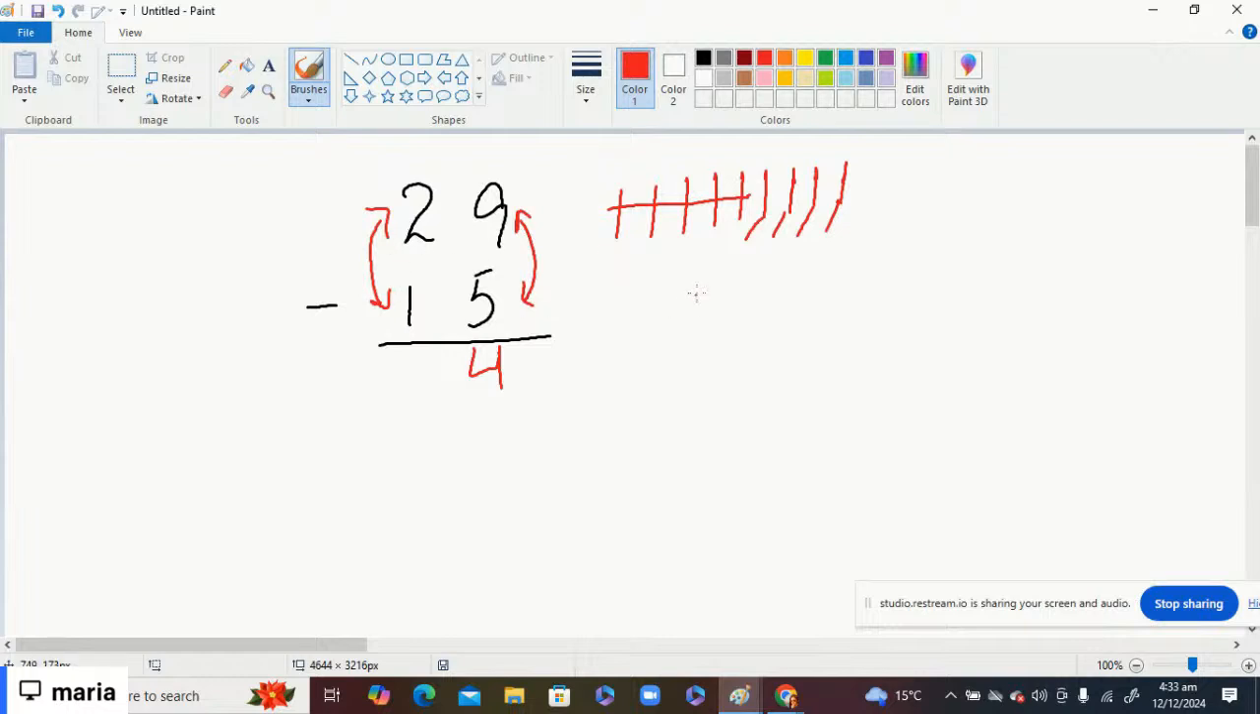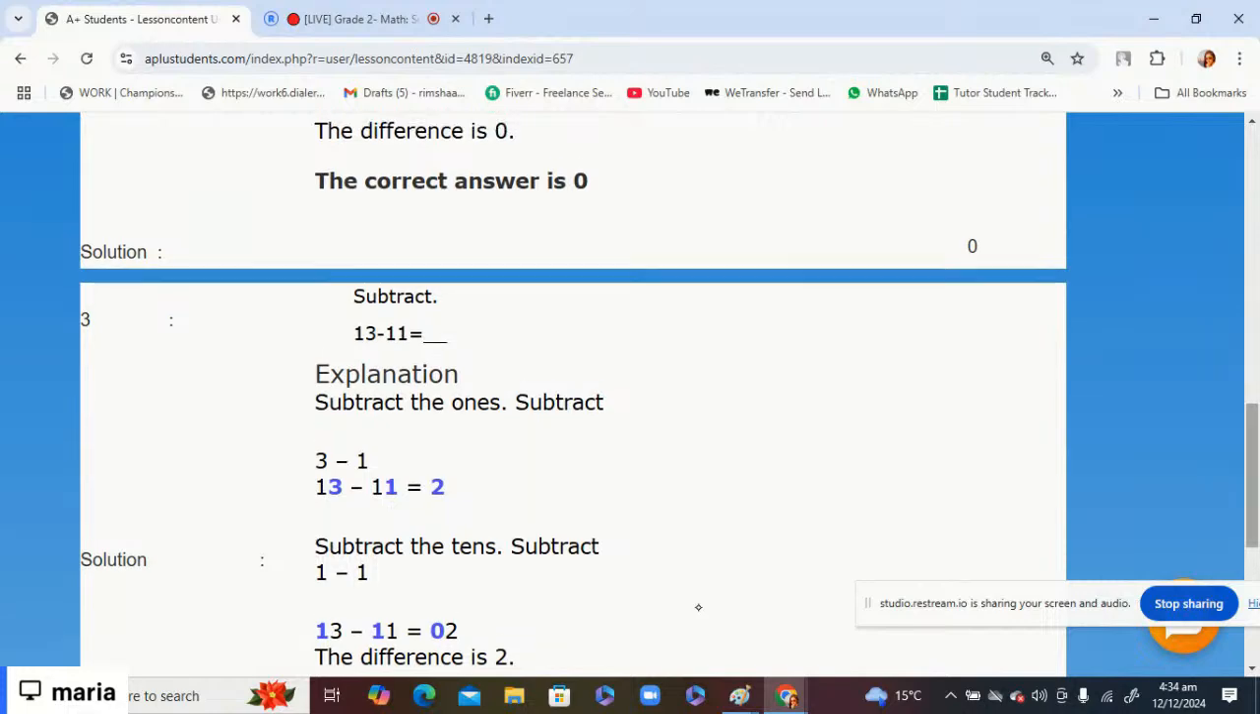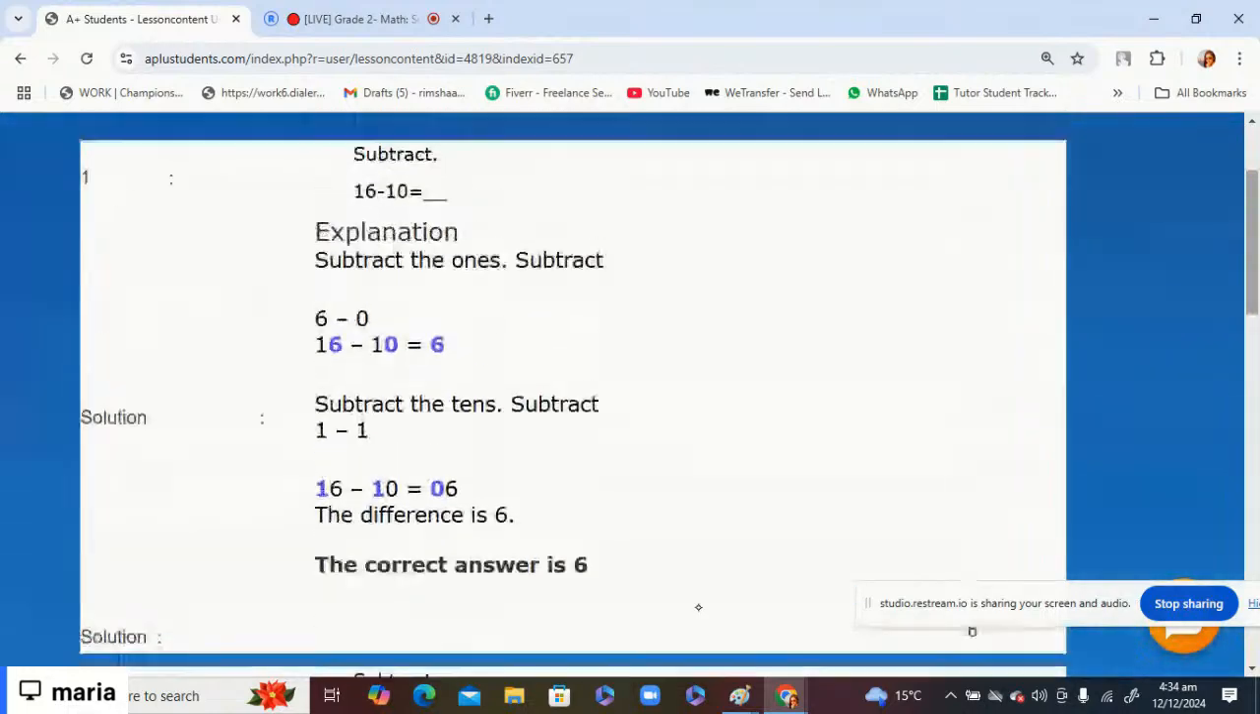So putting 4 here. Okay. Now 2 minus 1. Draw 2 lines, remove 1 line. So here it's 1. So this is 14. Now let's take some questions from the test.